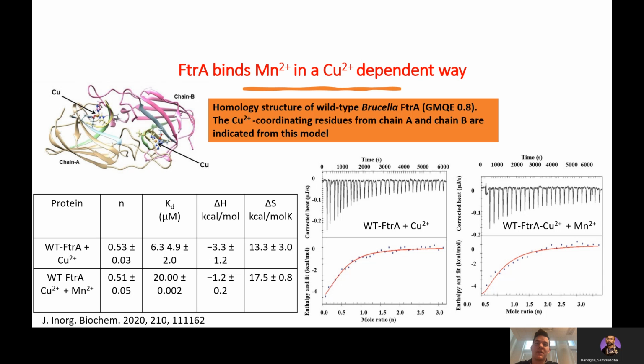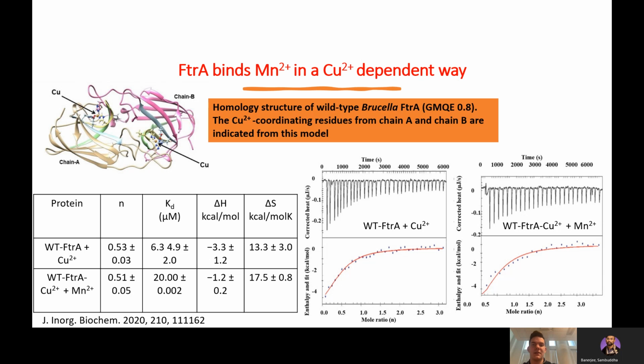So previous research in this laboratory has shown that FtrA binds to an iron mimic, which is manganese 2 plus, in a copper 2 plus dependent way. This means that in order for FtrA to do its proposed function, it must have copper bound to it. This was shown because manganese would not bind to FtrA without copper. However, over here on the right, when FtrA is bound to copper, manganese does bind.